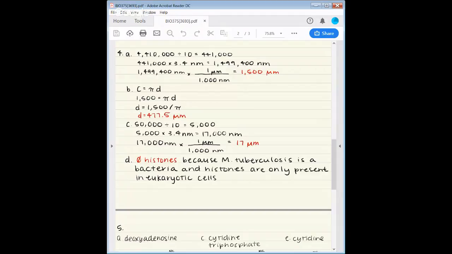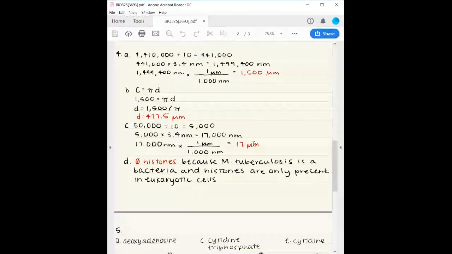So I did 50,000 divided by 10, which would be the number of turns, which would be 5,000. And then I multiplied 5,000 by 3.4 nanometers, because 3.4 is the length of one turn, and then got 17,000 nanometers and used this conversion for 1,000 nanometers per 1 micrometer to get 17 micrometers.